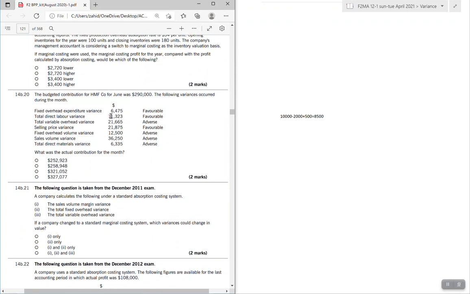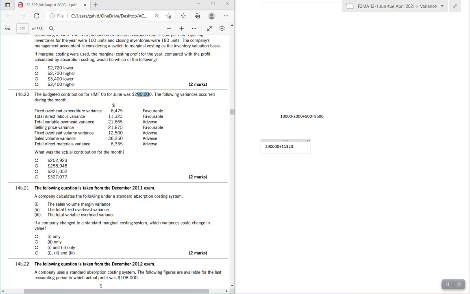Okay, budgeted contribution for HMFCO was 290,000. Budgeted contribution is at the top. No variance has been deducted yet. The following variances occurred, and what are they asking? Actual contribution. It means we have to minus all variances other than fixed overhead variance. So no variance has been deducted from this yet. Fixed overhead variance, no, we don't minus that. Labor variance, yes, we add that.